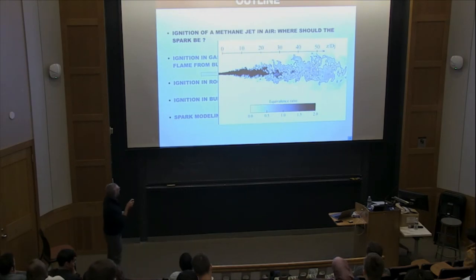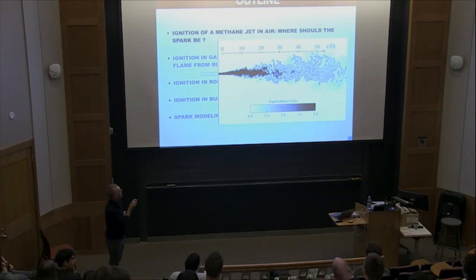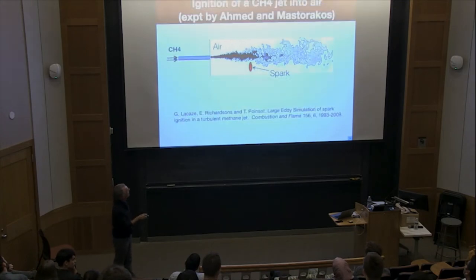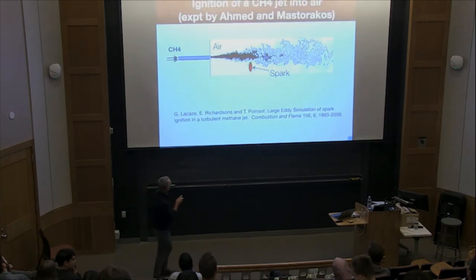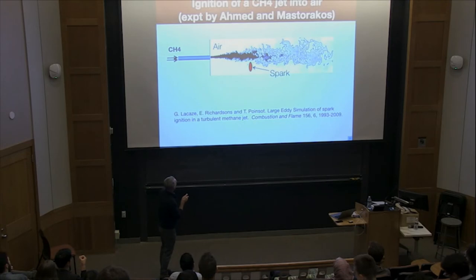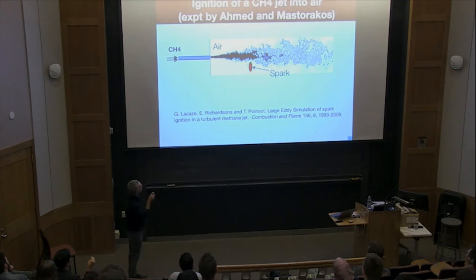Here, the configuration is quite simple. You have a tube with a turbulent jet. What you see here is the equivalence ratio for the cold flow. So of course it's pretty high in the jet and it's zero outside. The experiment here was done at Cambridge by Mastorakos, and we did the simulation here in Toulouse. So you're going to see cases where we put the spark as an energy deposition at different places.